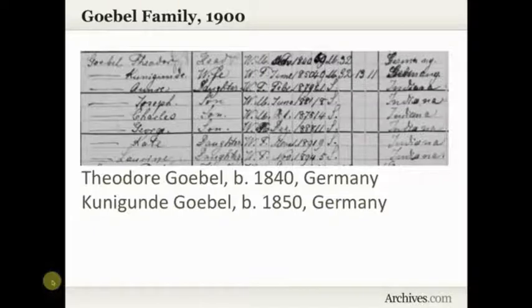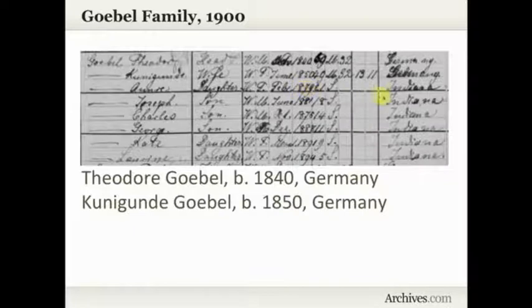So let's take a look at an example. Now this is the Theodore Goble family, and they were living in Indiana in 1900. And we can see here at the top that Theodore Goble was born in 1840 in Germany. His wife, and I know I am going to horribly butcher her name, Kunigund, was born in 1850, also in Germany.